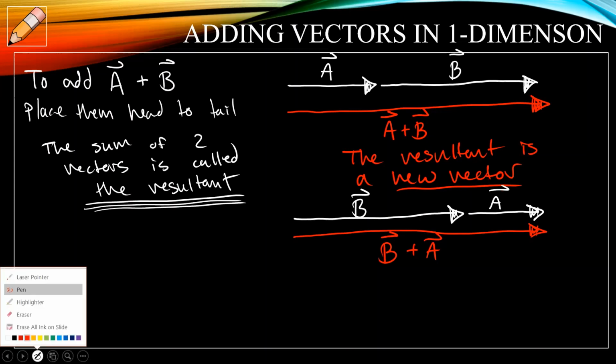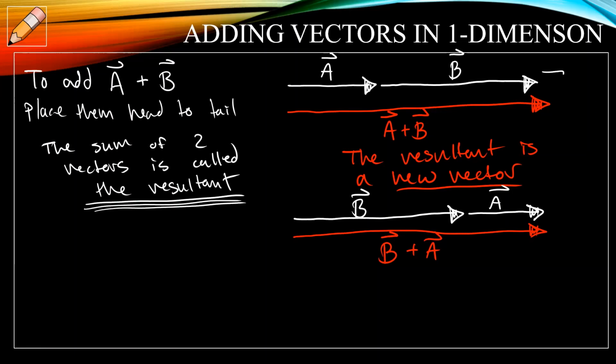So that's just an important thing to note whenever you're adding vectors: if you're doing A plus B, or if you're doing B plus A, the result is the same in terms of what the resultant looks like. You get the exact same vector with the exact same size pointing in the exact same direction. In other words, it doesn't matter if you go 20 miles east and then 10 miles east, or if you go 10 miles east and then 20 miles east. The overall result is that you ended up 30 miles east of where you started.